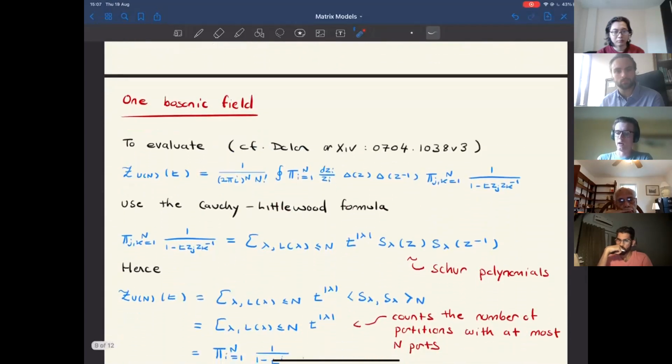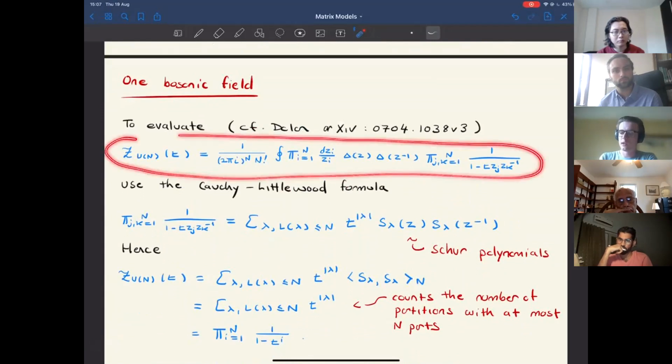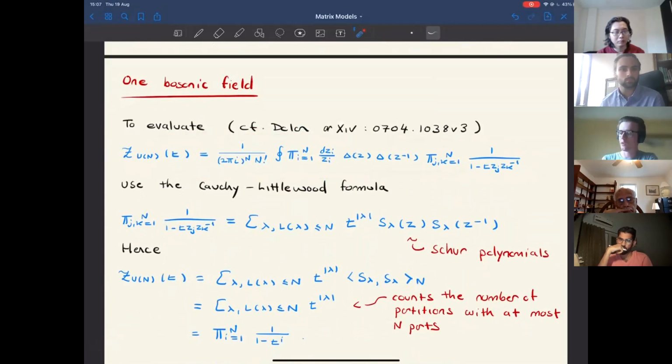Okay, so the case of one bosonic field is worked out in Dolan's paper. I think Prathik mentioned it a moment ago. So this is the integral we have to evaluate, okay? And how we can do that using the techniques I just mentioned is you can expand this product out using the Cauchy-Littlewood formula. This isn't quite the Cauchy-Littlewood formula, it's a consequence of it, but we get a sum over partitions where the number of parts is less than n, and parts just means the number of rows of the partition, right?